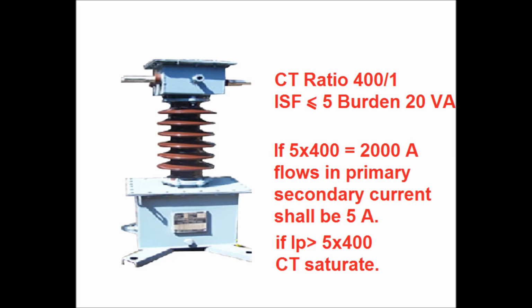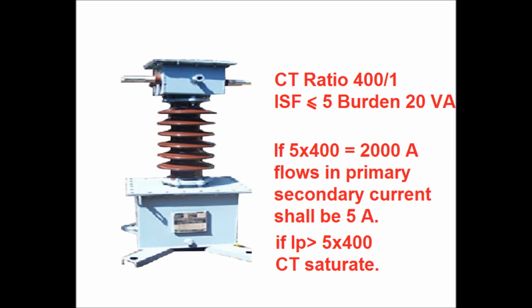So if 5 times the primary current, that is 5 into 400, which is equal to 2000 ampere or 2 kiloampere, flows in the primary side, then secondary current shall be 5. So as per nameplate details, the instrument safety factor or security factor is maximum 5. So if 5 times the rated current flows in the primary side under rated burden conditions, that is under CT secondary burden of 20 VA, then CT shall saturate.